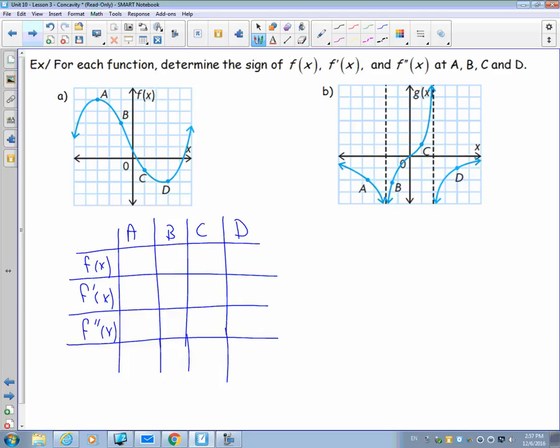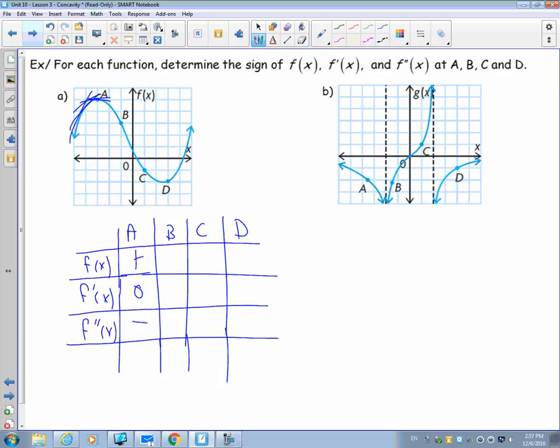So let's find A. What kind of sign does A have? Well, it's a positive value, right? Positive 5. So, okay, positive. At A, is the function increasing or decreasing? Well, for me, it's not doing either of those. So we're going to put a 0 in there. Okay, it's not increasing or decreasing at the point. It's a maximum. Our second derivative, what's it doing? It was steeper, and it's getting less steep and less steep, so it's negative. Okay, let's try the next one.